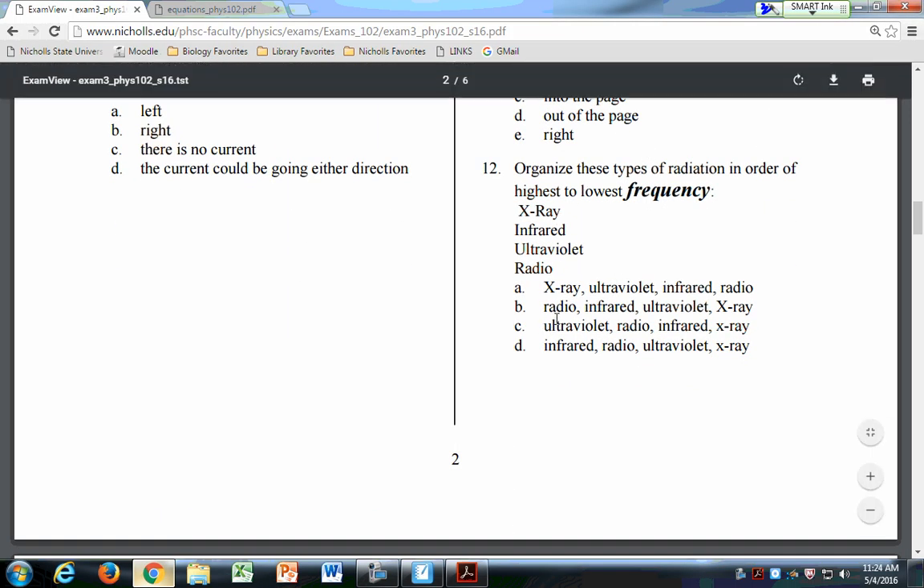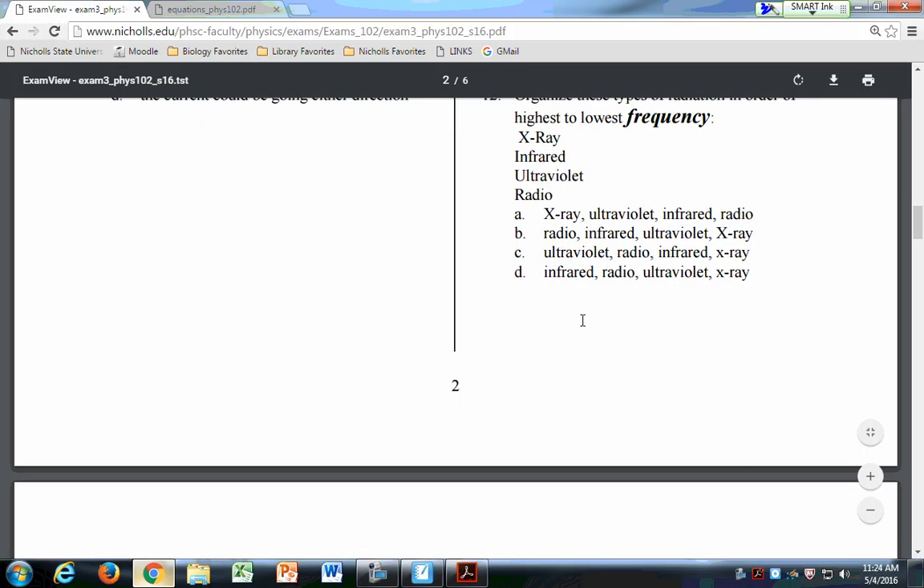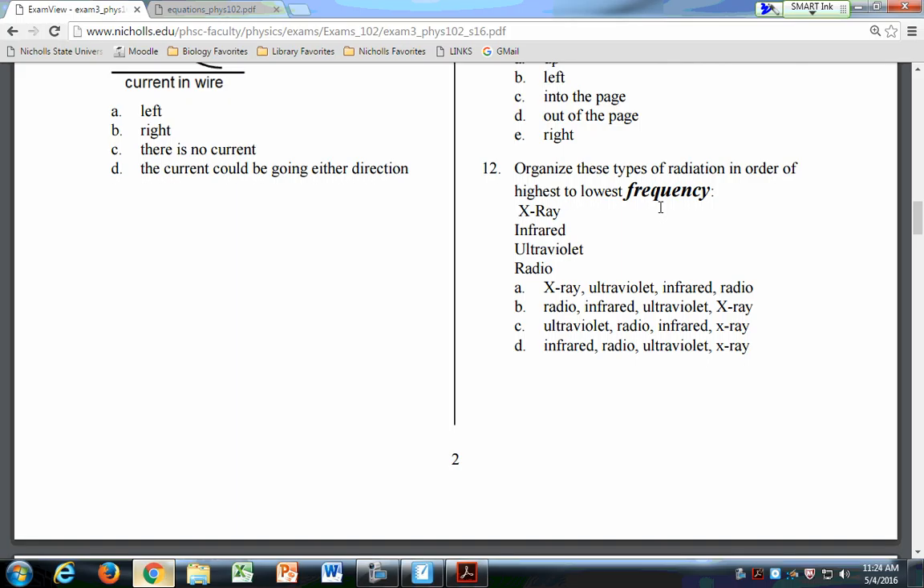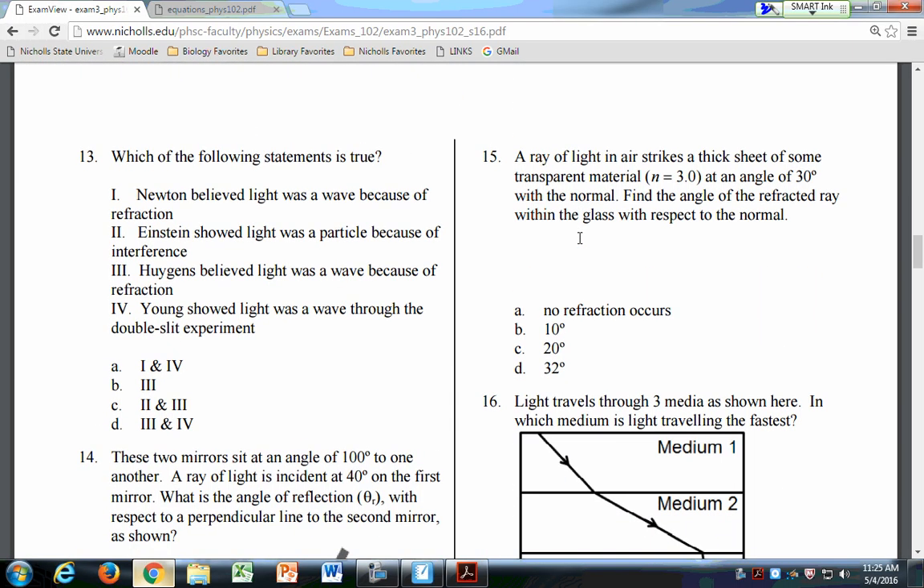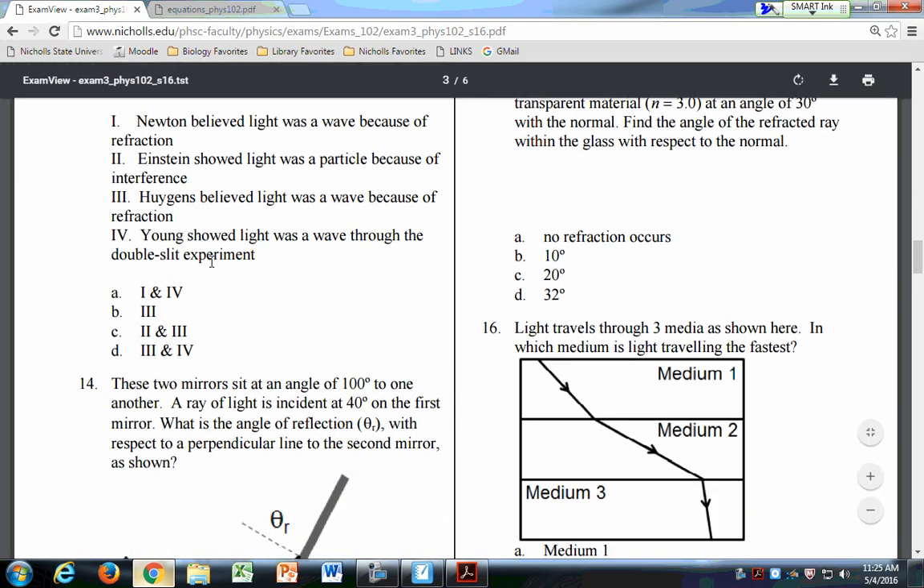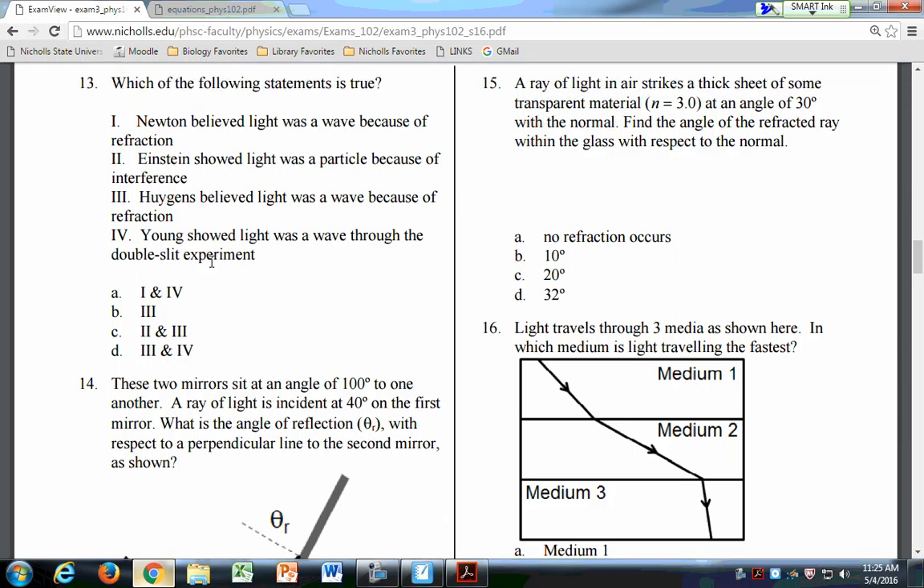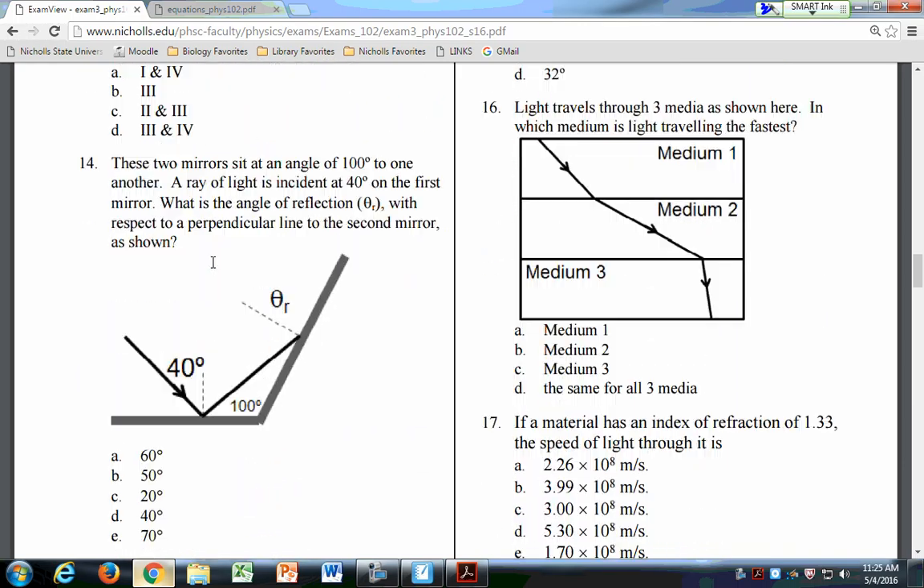And then getting into light, know your EM spectrum, electromagnetic spectrum. Here I asked about frequency, but it could be energy or wavelength. Make sure you know all 3. And I could give different kinds, like gamma rays, microwaves, visible light, that sort of thing. Know the history of light, what each of these people thought light was and why: Newton, Einstein, Huygens, and Young.